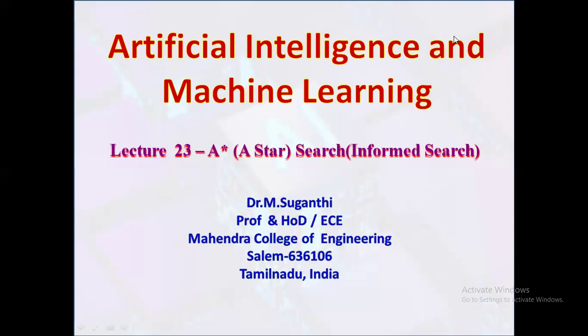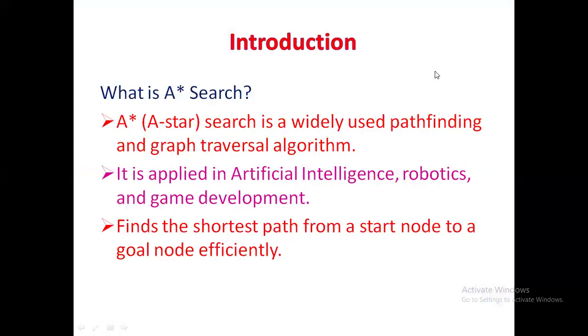like robotics, AI planning, and network routing. Understanding A star helps in designing intelligent systems that make optimal decisions while minimizing computational cost. We'll see one by one. First, we'll see what is A star search.